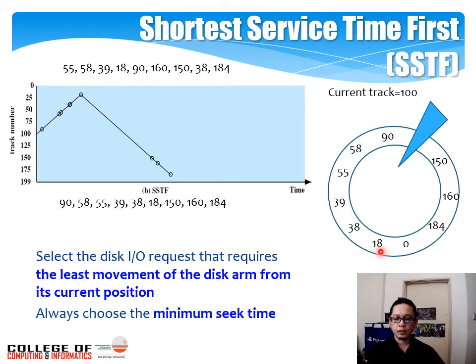So of course, it will now go to 150, and then 150 will go to 160, 160 will go to 184. So this is how shortest service time first works. It will look for the closest range from the previous track location. So in this case, it will move downward because that is the closest proximity before it actually goes back to the outstanding track that is not serviced yet. Okay, the key here, it will always choose the minimum seek time.